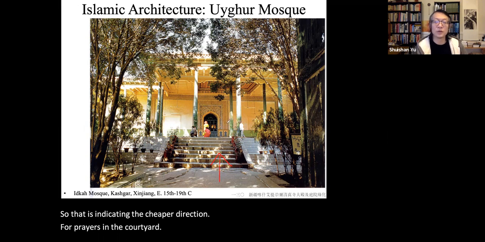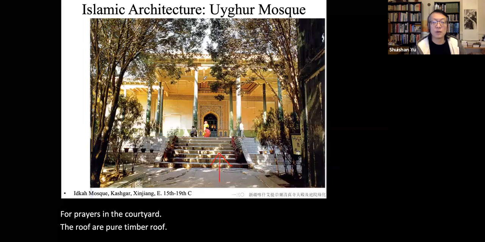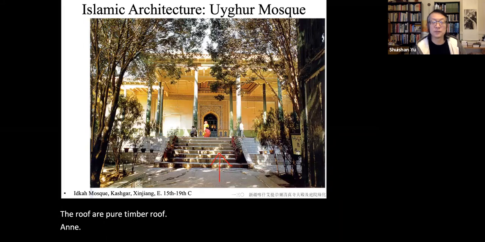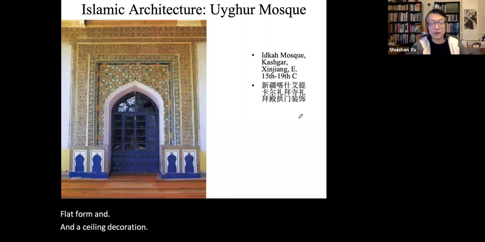The roofs are pure timber roof and porcelain lintel system with the flat form and a ceiling decoration. A detail of the entrance to the prayer hall.